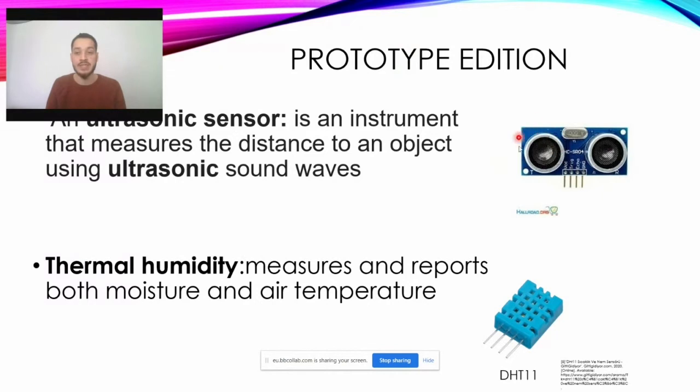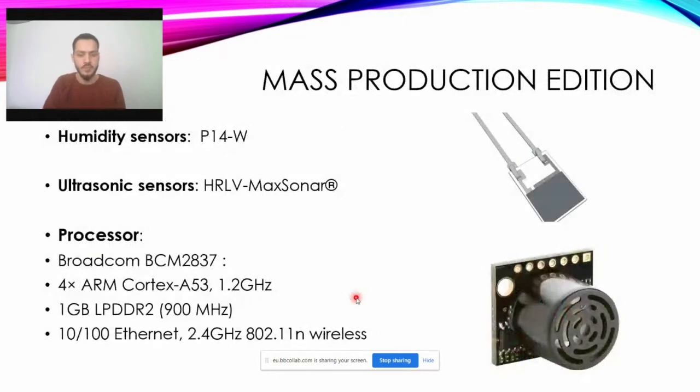For that prototype, we will be using the ultrasonic sensor, which is a sensor that can see how far an object is from the sensor itself and can somehow measure or see the environment around us. So basically, the ultrasonic sensor would be our eyes for the device itself. And a thermal humidity sensor measures the humidity in the room or in the atmosphere.